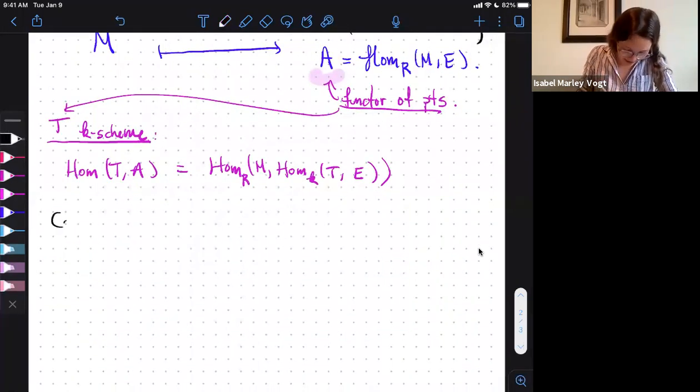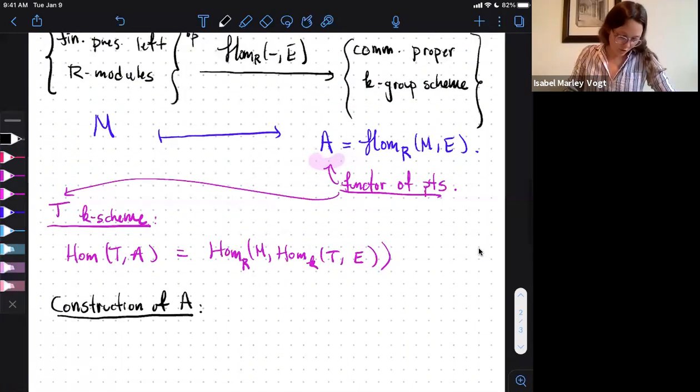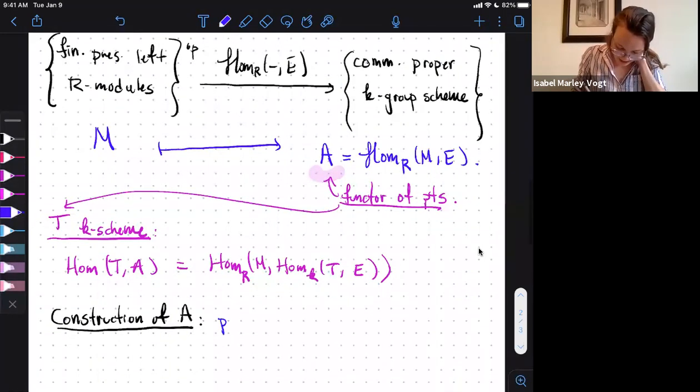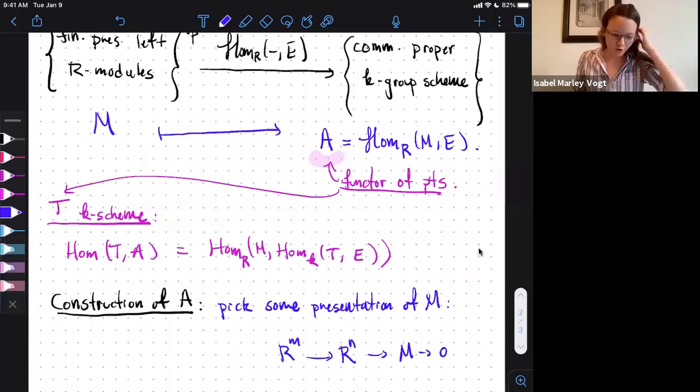Okay, so now the actual construction of A. So we're starting over here with an R module M, which by hypothesis is finitely presented. So let's use that fact. So pick some presentation of M. So I choose some generators, that's some R to the N, and then some relations, R to the M, and I get this presentation as an R module.